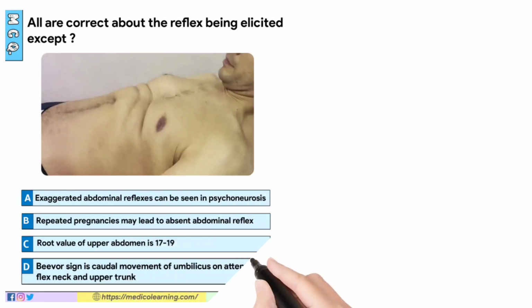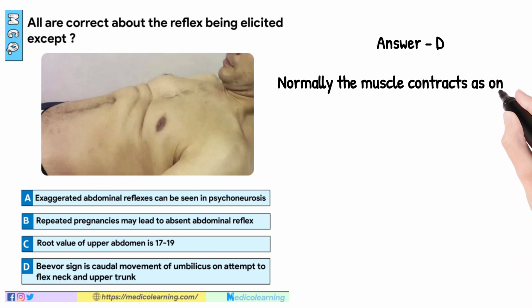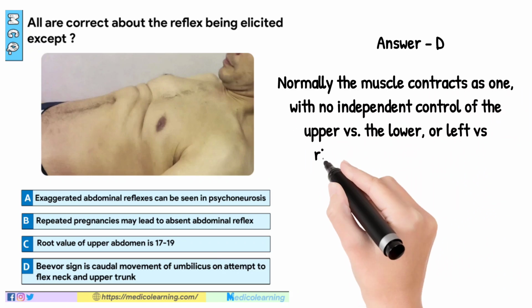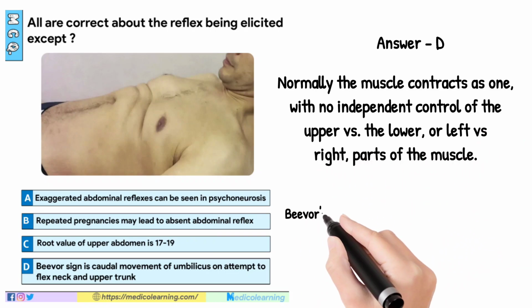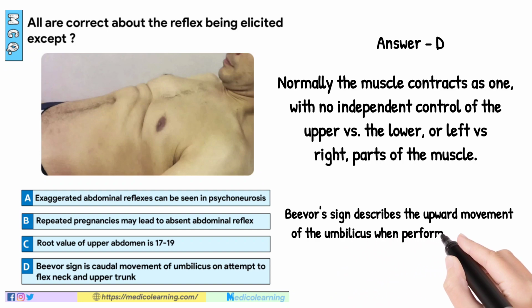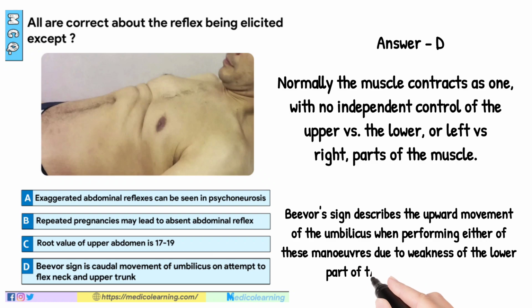In this question, answer is D. Normally the muscle contracts as one, with no independent control of the upper versus the lower, or left versus right, parts of the muscle. Beevor's sign describes the upward movement of the umbilicus when performing either of these maneuvers, due to weakness of the lower part of the rectus abdominis.